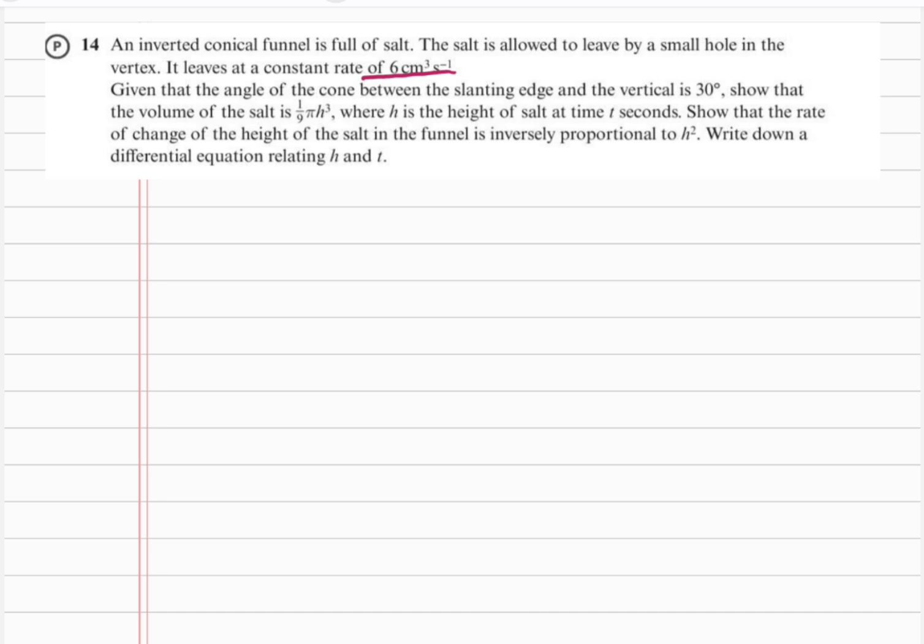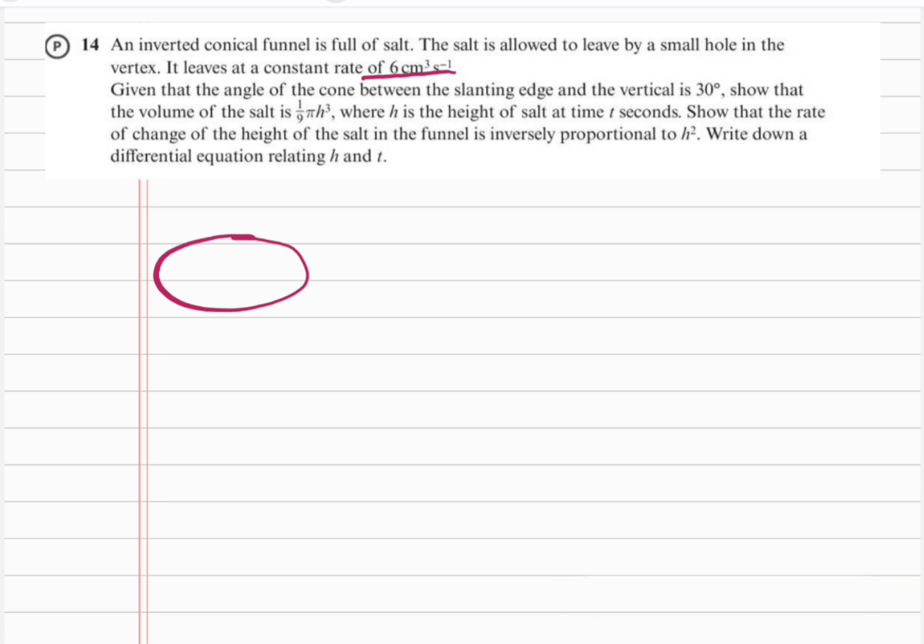And we want to first show that the volume of the salt is 1 over 9 pi h cubed, where h is the height of the salt at time t seconds. So the question may sound very complicated, but we can easily simplify that by drawing a simple diagram. So first of all, we have an inverted conical funnel. Let's try to draw an inverted cone.